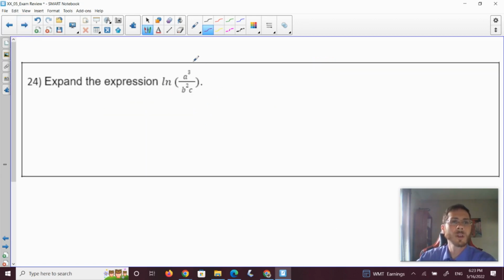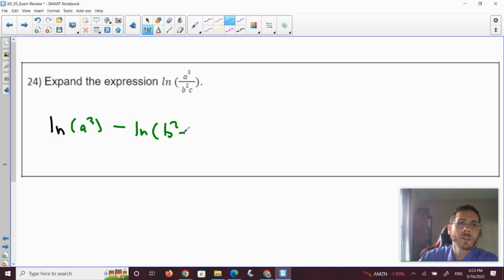All right, for 24, we have to expand, so we have to follow all of our rules. So in this case, we see that we have a division, so I can turn that division, if I want, just into subtraction. So ln of a to the third minus ln of b squared c. Then I can also take this multiplication and turn multiplication into addition. I gotta be careful here. So ln a to the third minus, it's gonna be subtracting the whole thing.